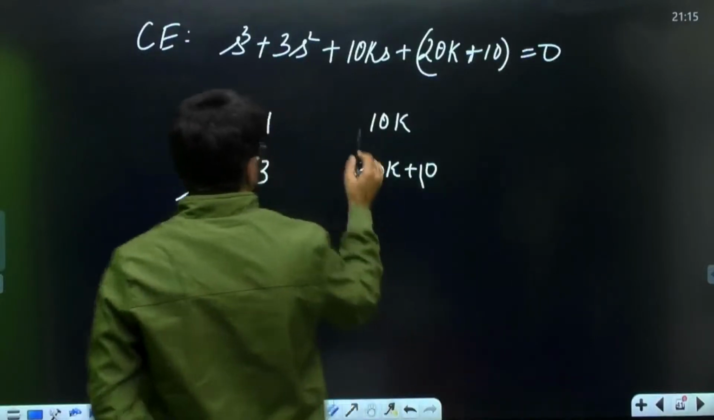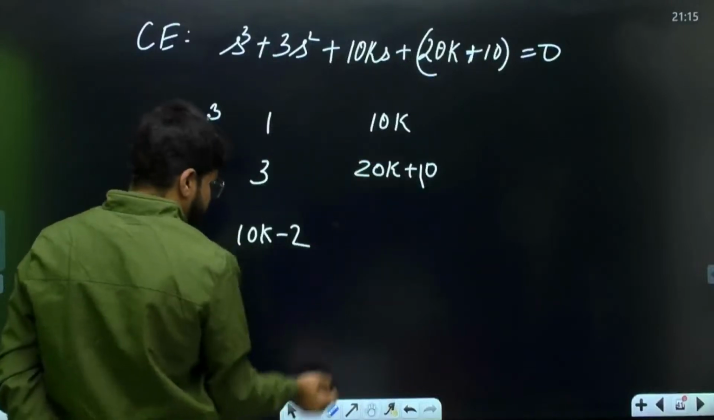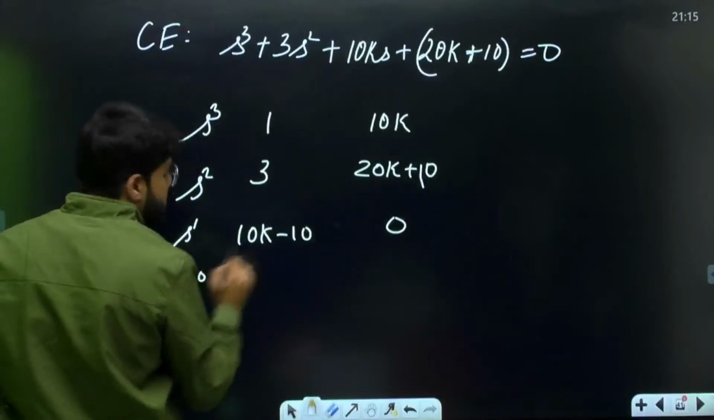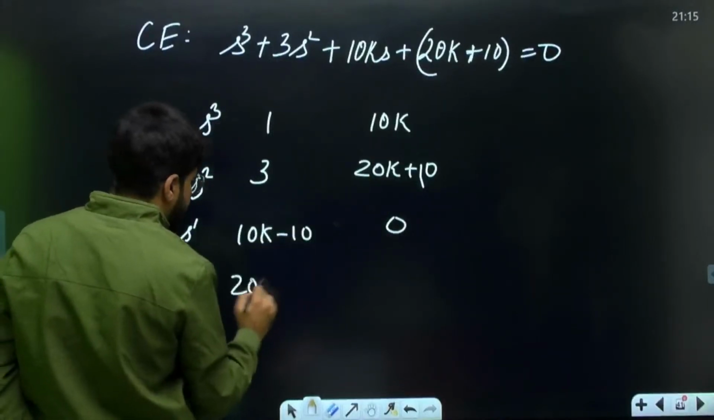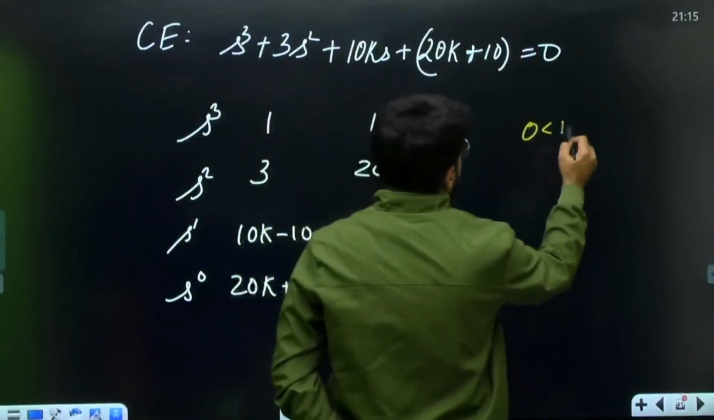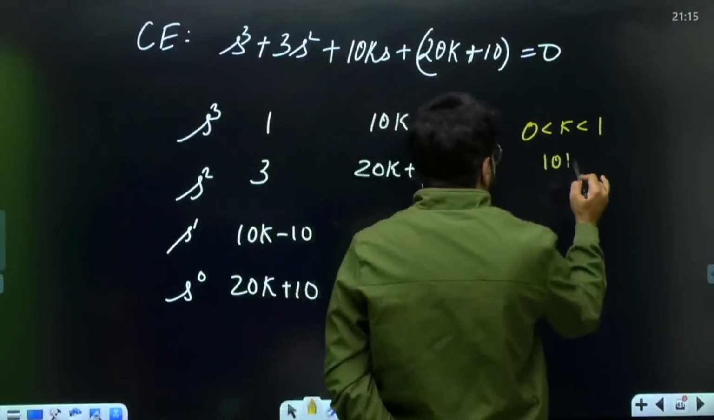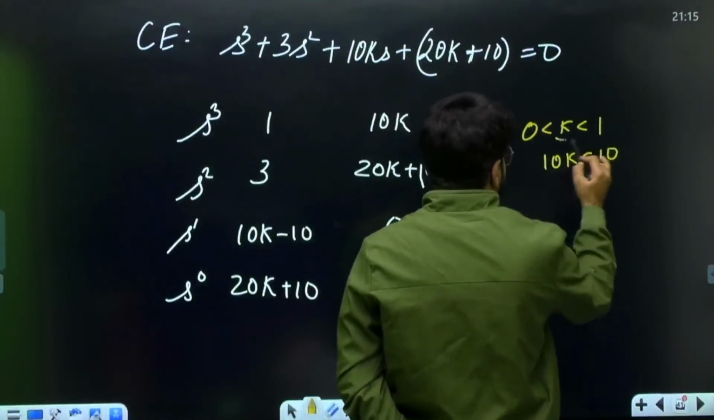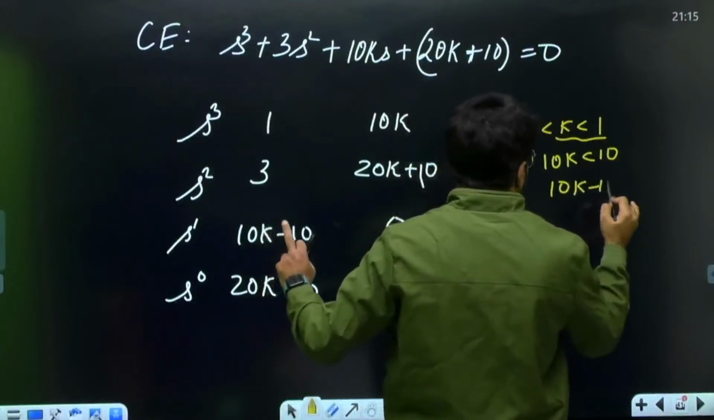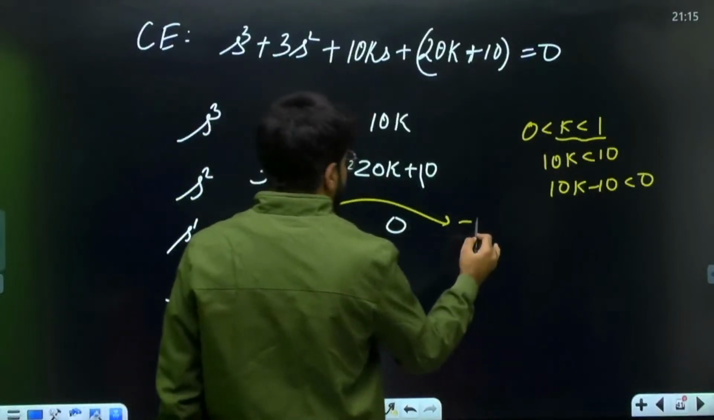Okay, so now cross multiply: 30k minus 20k, that is 10k minus 10. The last element of row s power 0 is x into 10 by x, so 20k plus 10. See what is given to you: 0 less than k less than 1. If k is less than 1, 10k is less than 10. So this term 10k minus 10 will be negative.